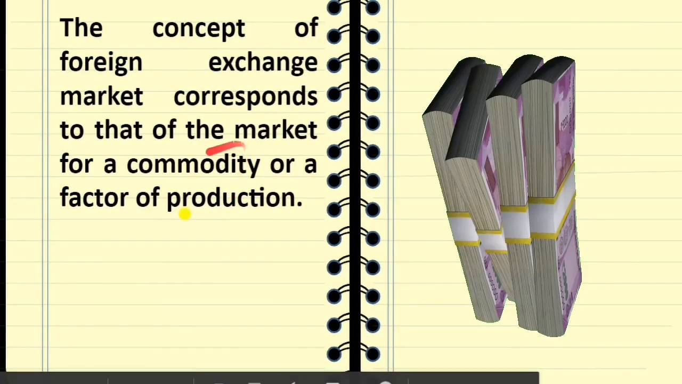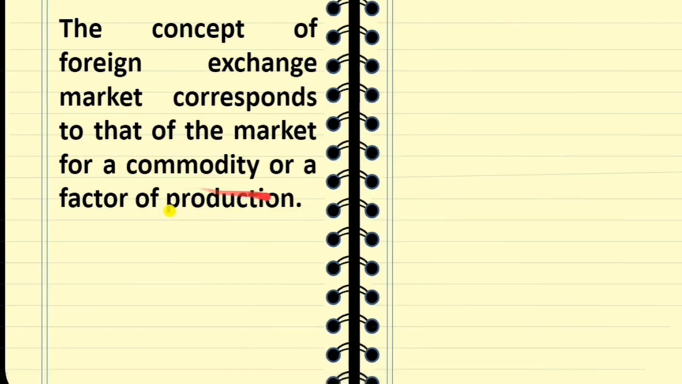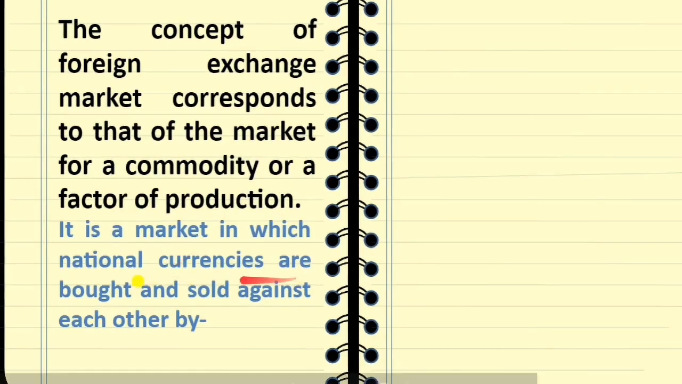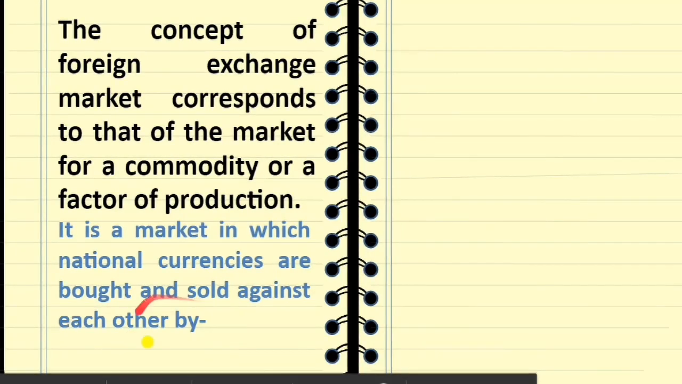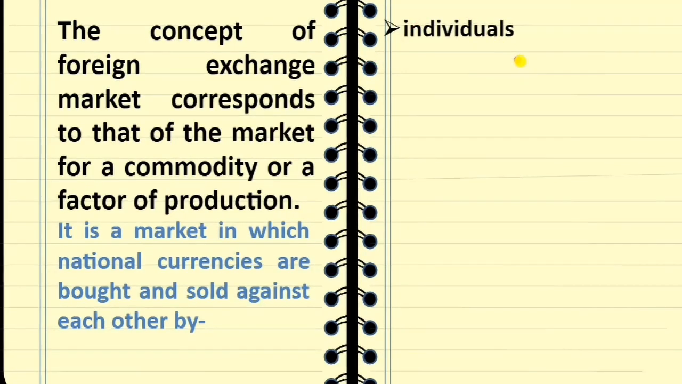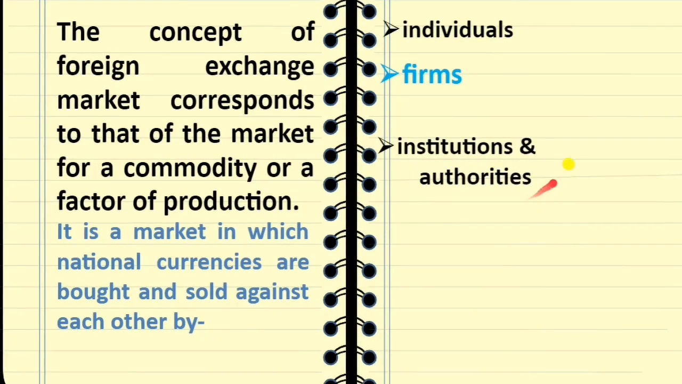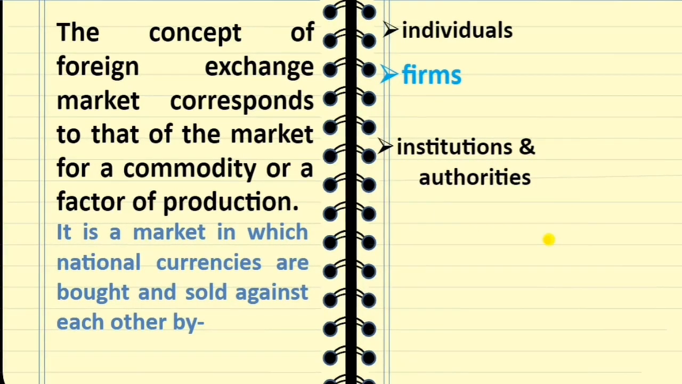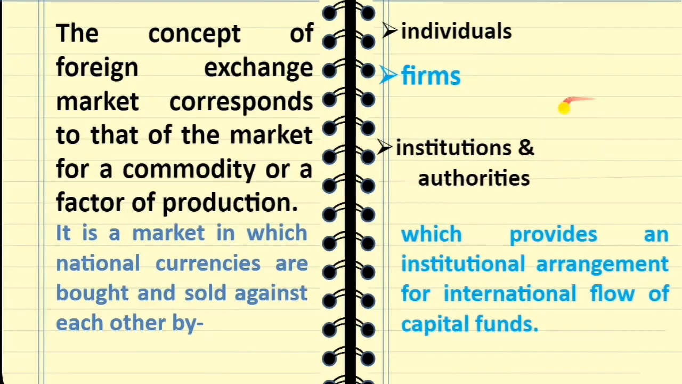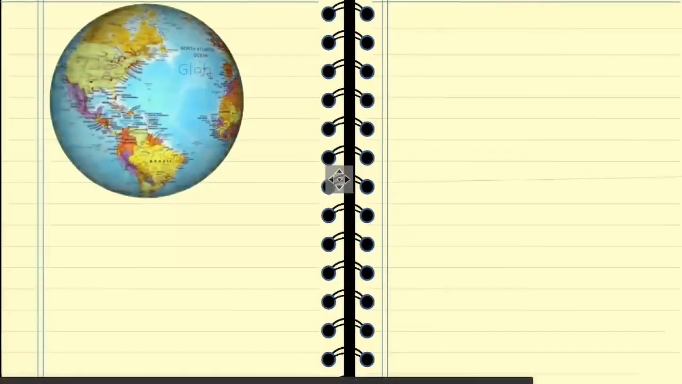Moreover, the concept of the foreign exchange market corresponds to that of a market for a commodity, like a commodity market or a factor production market. So it is a market in which national currencies are bought and sold against each other by individual units, by firms or entrepreneurs, and by monetary institutions or financial institutions and monetary authorities, which provides an institutional arrangement for the international flow of capital funds around the world.